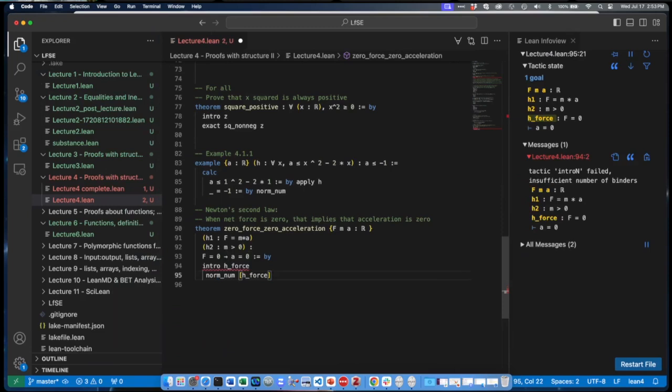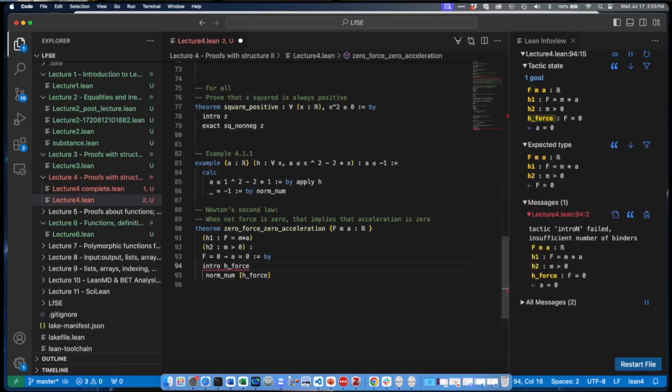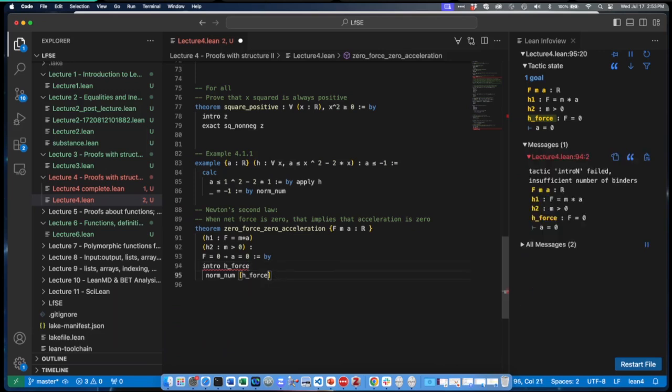Okay, norm_num [H force]. Let's try it. No, it did not work. Why am I getting intro and failed? Well, it didn't like this. H force, comma, H1. We don't need H2 at all? See the trouble? Okay, so think about it. Do we need H2 at all?